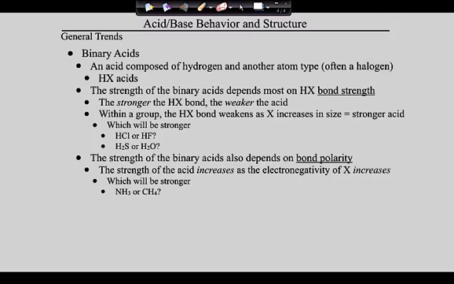Which one of these will be a stronger acid? Is it NH3 or CH4? Now you'll notice they're in the same period, so carbon and nitrogen are pretty much the same size. So it's not a bond strength issue. Which one will form the stronger acid? Carbon to hydrogen or nitrogen to hydrogen? Nitrogen to hydrogen, because nitrogen is more electronegative, that bond is more polar, therefore it is more susceptible to breaking. So NH3 will be our stronger acid.